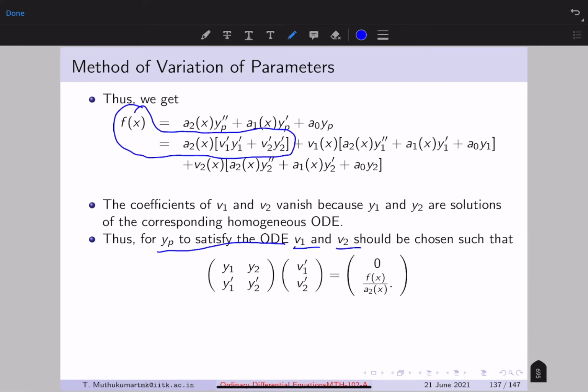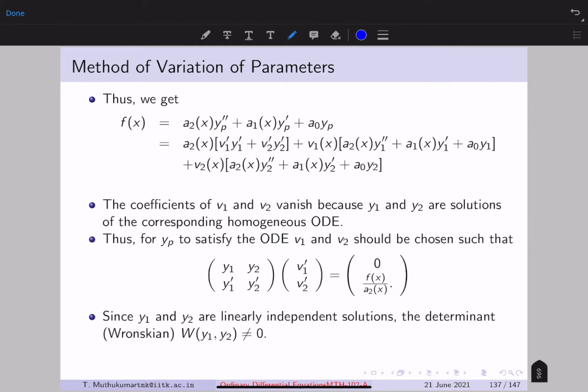And that is what I have written here in matrix form. So your v1 and v2 should be chosen such that it is a solution to this matrix equation. The first equation is coming from the first condition we imposed in the previous slide. The second equation is coming from whatever I have highlighted here. y1 and y2 are known, so this matrix is known. F is known, a2 is known. So if you can solve this matrix equation, then you are done. Can you solve? Yes.